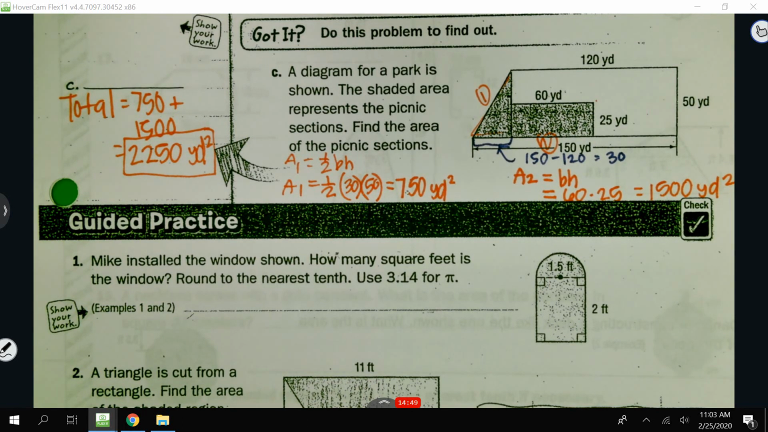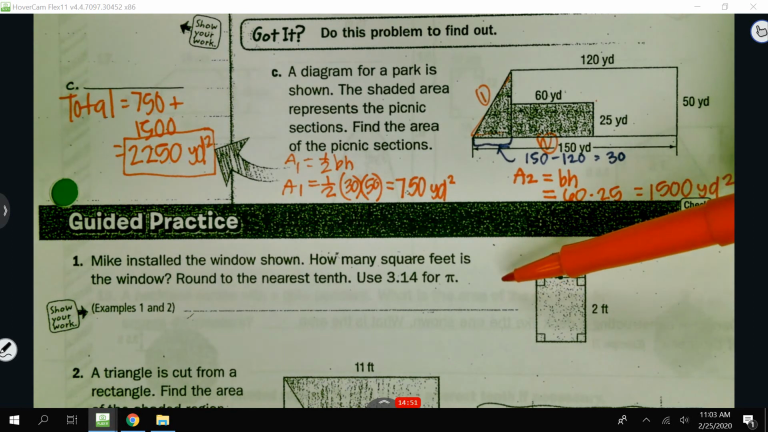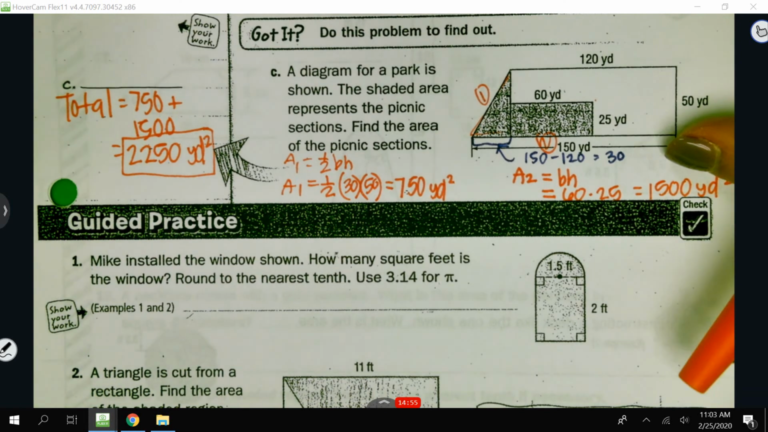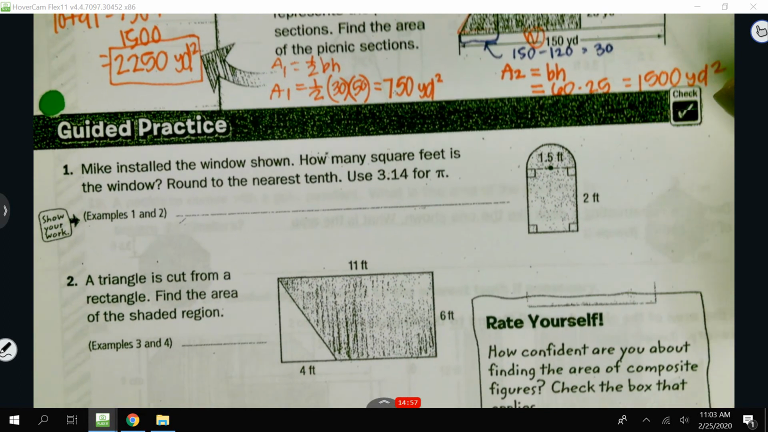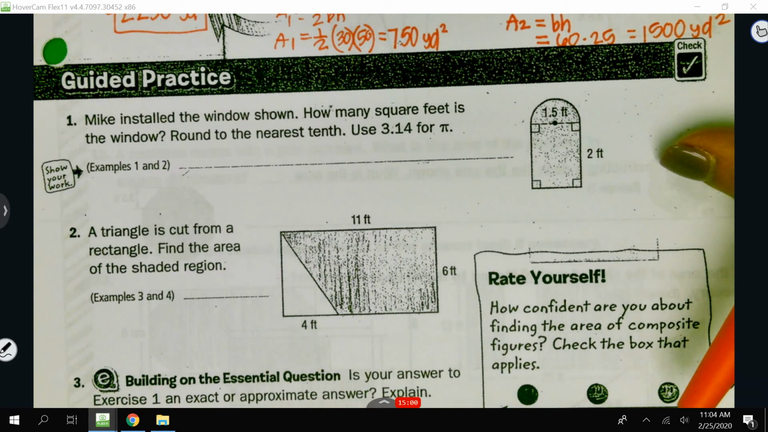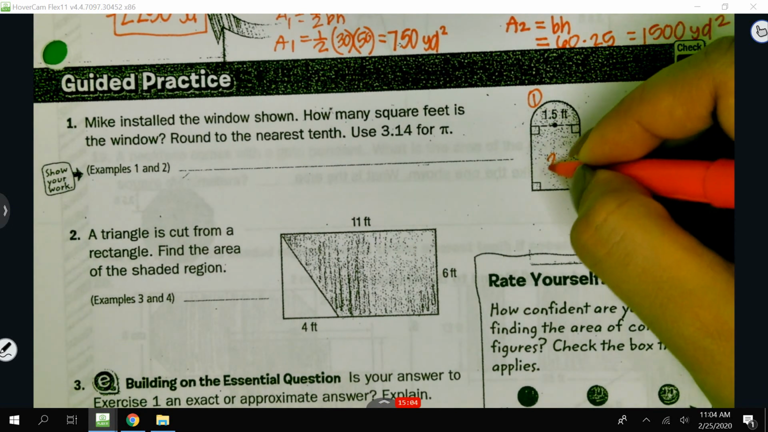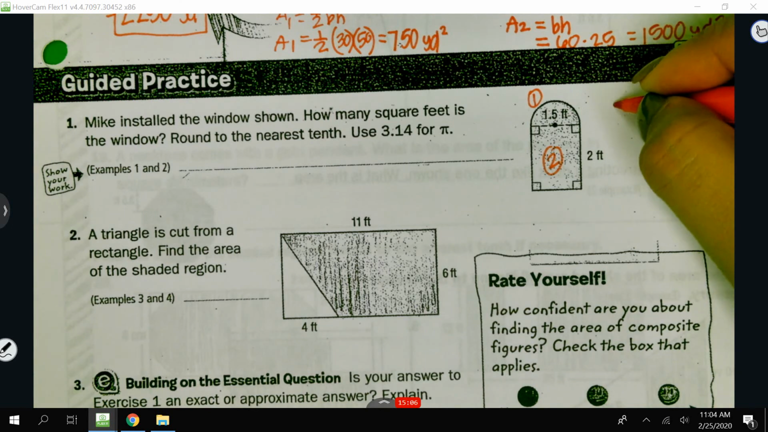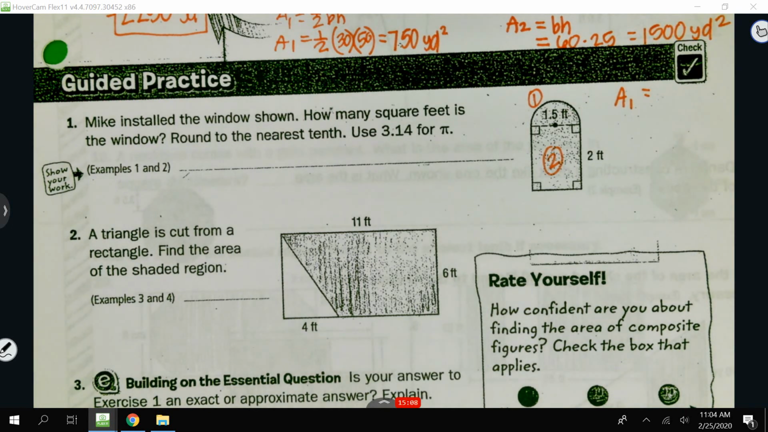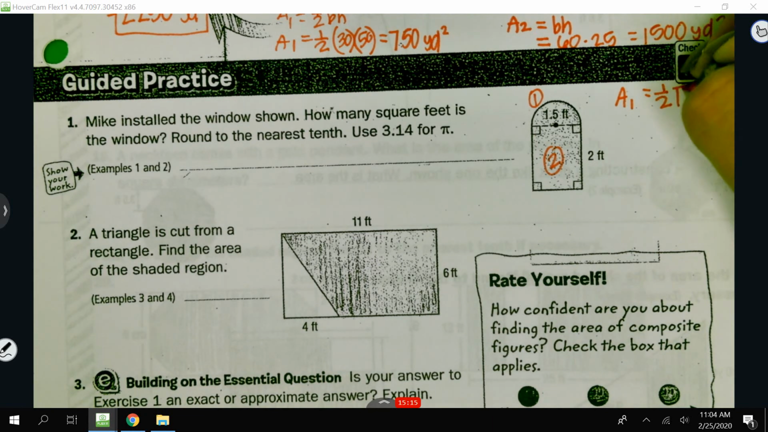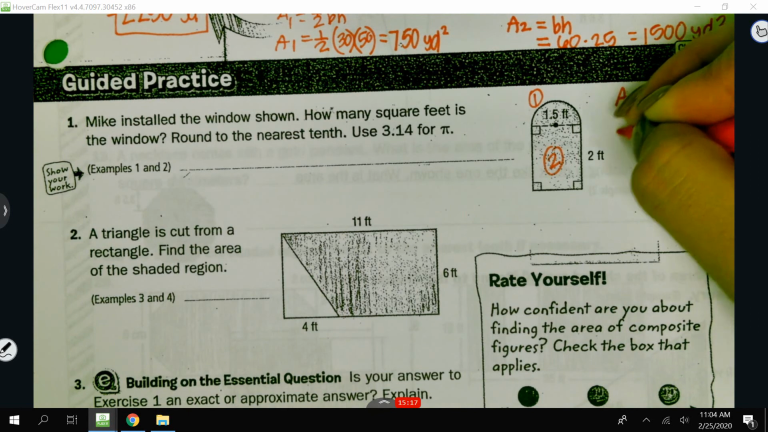All right. We'll do guided practice number 1, and then I think we should be good. Right? Are we good? What two shapes do I have in guided practice number 1? Semicircle and a rectangle. So I'm going to say my semicircle is 1, rectangle is 2. So what's that formula again for a semicircle? Pi r squared divided by 2 or 1/2 pi r squared. Either one will work.